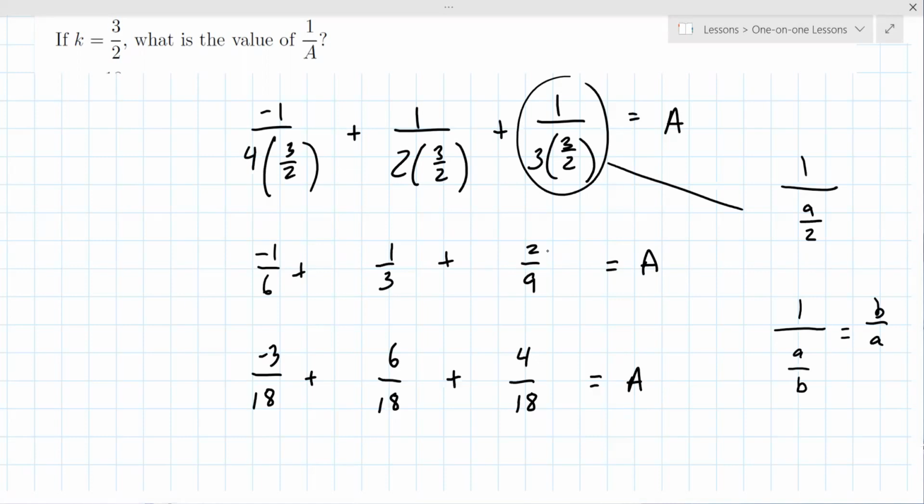So it looks like you get 7 over 18 here equals a, but that's not the correct answer. It's 18 over 7, right? Yes.